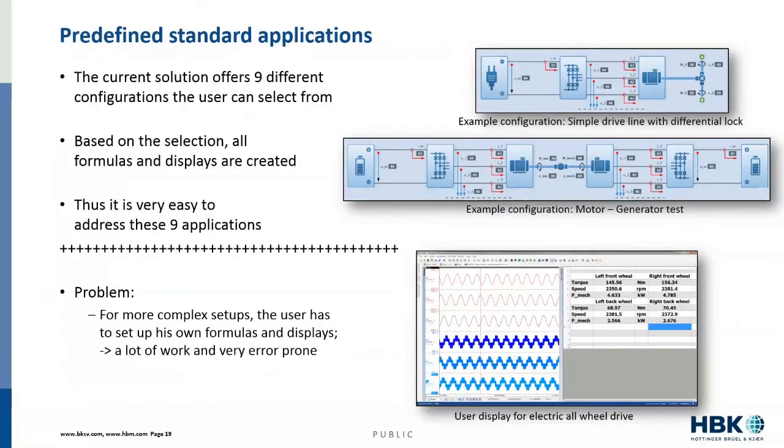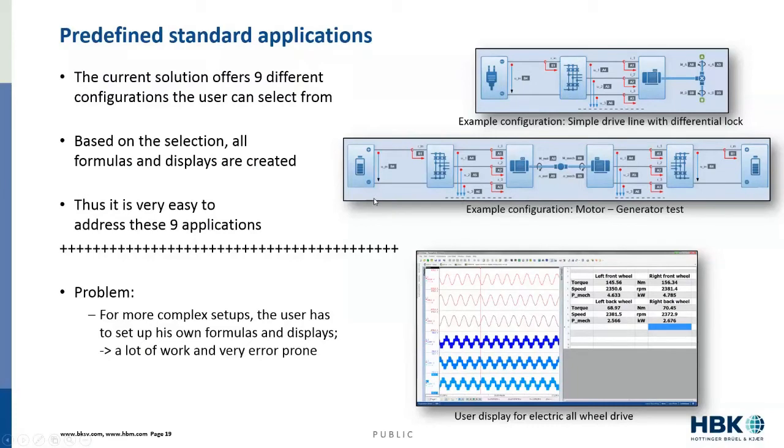The way Perception works today, we have 9 different configurations the user can select from. So I've got 2 examples shown here. In the upper right is the simple driveline with your power source, your inverter, and your motor with a differential lock coming off the motor, or a more advanced example of a motor generator test where you have 2 independent machines being tested simultaneously.